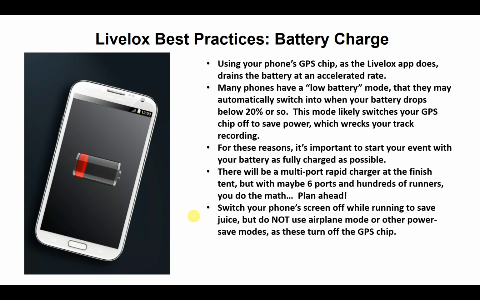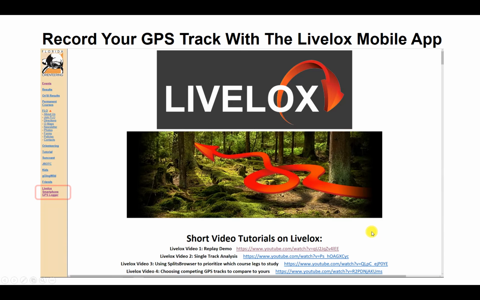Also, to save battery, switch off your phone's screen while you're running, just to keep it from burning battery by showing the screen. But do not switch it into airplane mode or other power saving modes, because these tend to turn off the GPS chip.